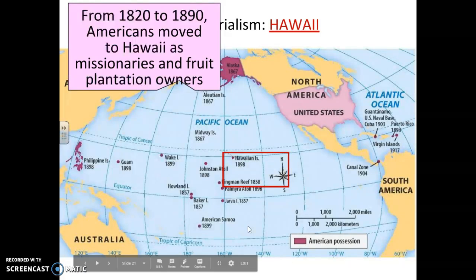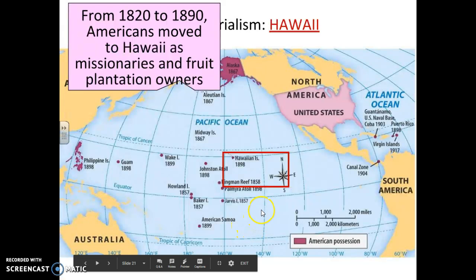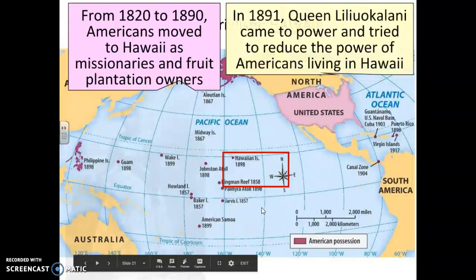So let's talk about how America is going to annex and imperialize parts of Hawaii, or the island of Hawaii. And the idea of Hawaii starts really up to 1820, but more so after the Civil War, where it's really going to pick up. Americans are moving out to Hawaii as missionaries, and also fruit plantation owners, because there are huge banana plantations and sugar plantations out there. So they see a way to make profit off of that, and they're moving out for economic reasons.